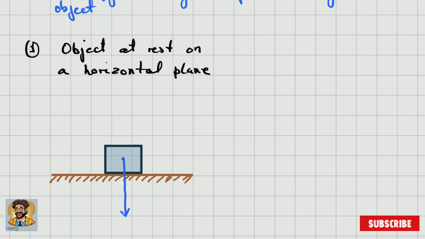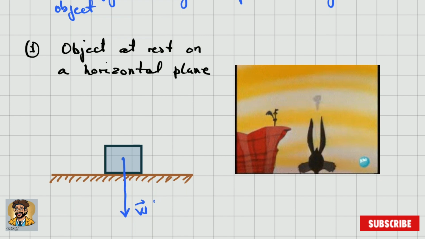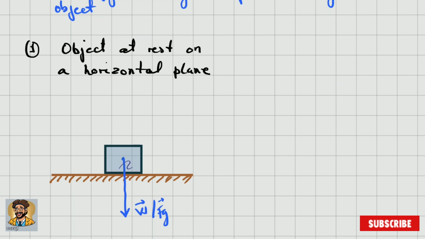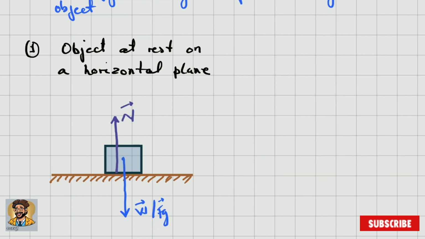This one here is weight. If you write gravitational force, it is also correct. And then we also have the force that the surface exerts on the object. It's going to be from here all the way straight up. This one is the normal force. And there is no friction because the object is not moving and is not trying to move.